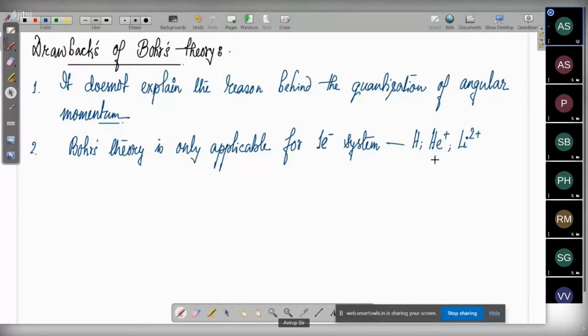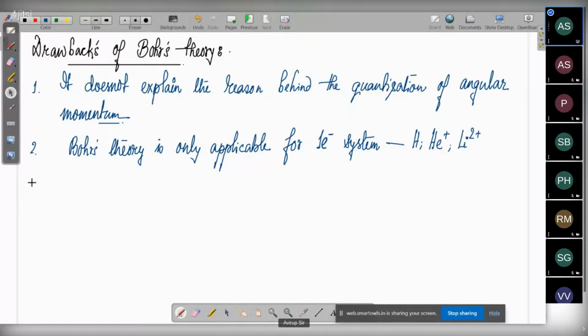Hence Bohr's theory is applicable for helium plus. Why is it applicable for lithium 2 plus? Because lithium generally has 3 electrons. So if you remove 2 electrons from lithium, you are getting lithium 2 plus, and it has 1 electron only. If you remove 2 of the 3 electrons, then it has 1 electron. So that's it. Bohr's theory is only applicable for one electron system.